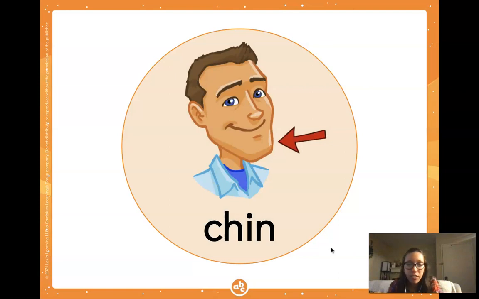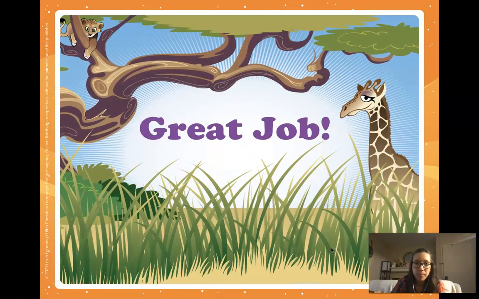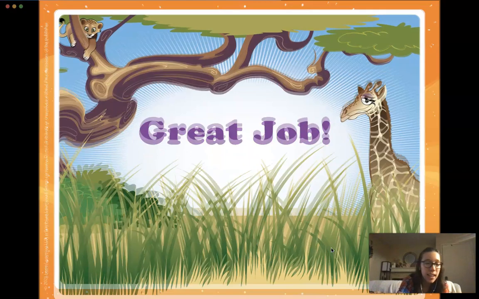All right, friends, let's check for our understanding. The picture here is chin, and we can see the word matches. Ch-I-N, chin. Does the word chin have a consonant digraph or a consonant blend? Good, it has a consonant digraph because it only has 3 sounds. Ch-I-N, chin. Great job, friends. You made it all the way to the end of our lesson.